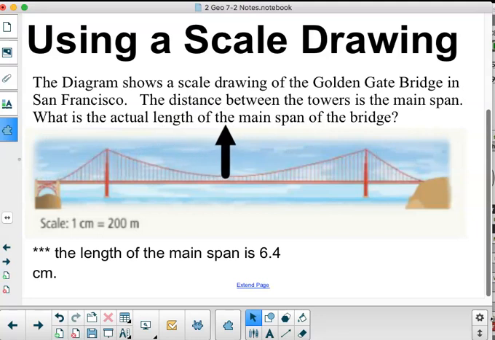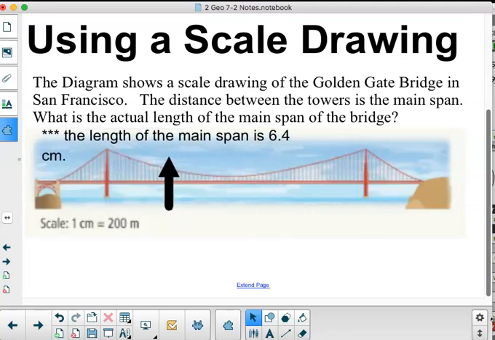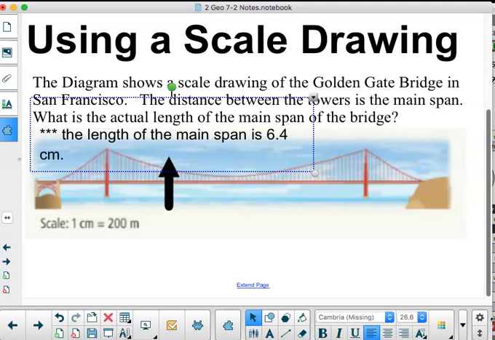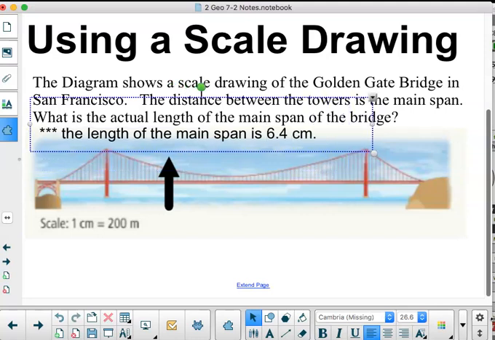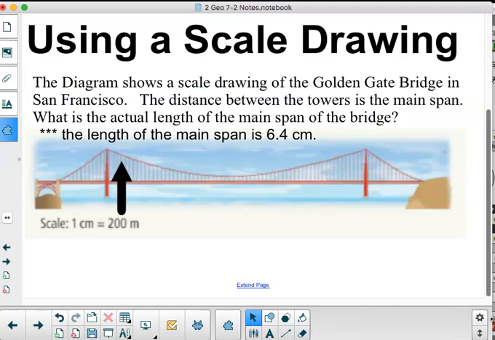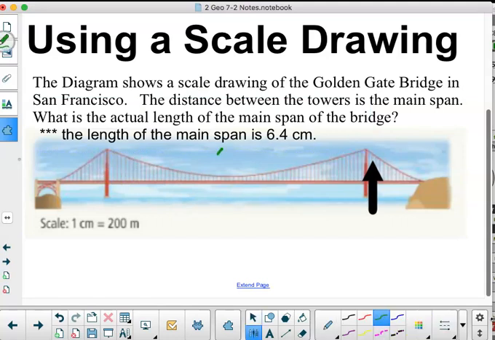What is the actual length of the main span of the bridge? Well, this distance here is actually provided to you. The length of the main span is 6.4 centimeters, okay? And let's make that a little bit bigger. So we have that out. There we go. So the main span is 6.4, so from this column to this column in our sketch is 6.4 centimeters.